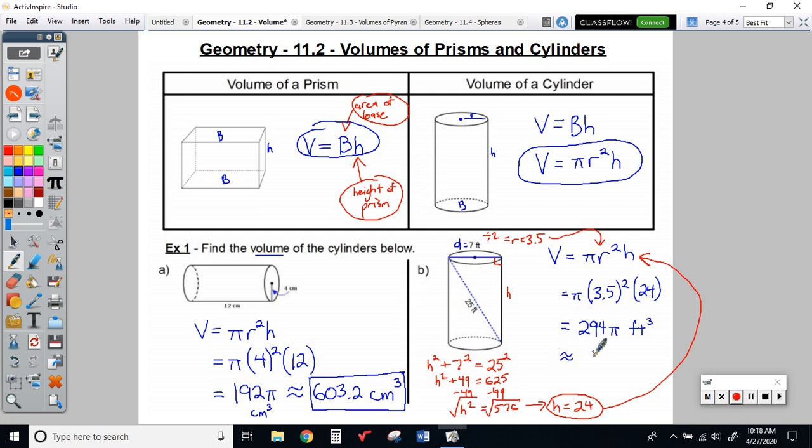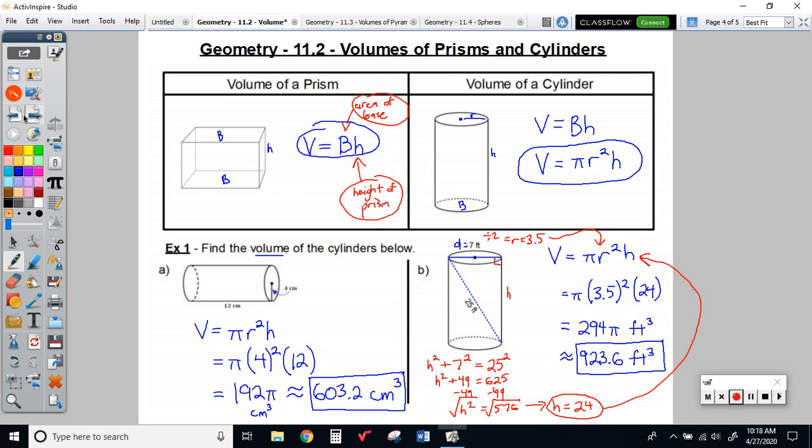If you round that off, plug that into a calculator. Take the time to do that; have your calculator out as we're going through this lesson, type it in, and make sure you're getting the same thing. Use the pi button on your calculator, not just 3.14. It gives you a better answer. You have 923.6 feet cubed for that one.